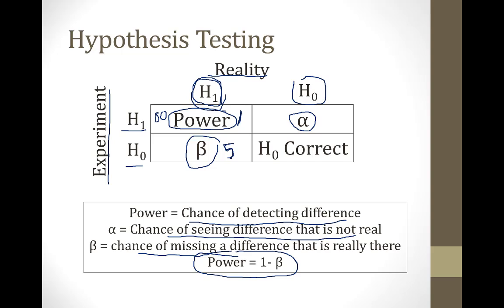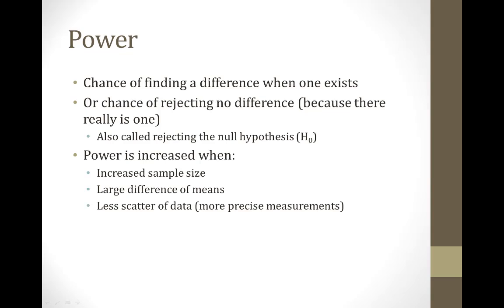So the power, or whatever is in this top left quadrant here, is always going to be equal to 1 minus whatever's in this bottom left quadrant here. But if you want to just memorize it, know that the power is equal to 1 minus the probability of finding a beta error. So let's talk about power in a little more detail. As I said before, it's the chance of finding a difference when one really exists.